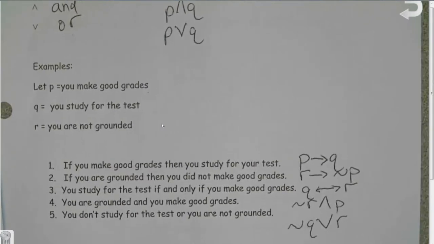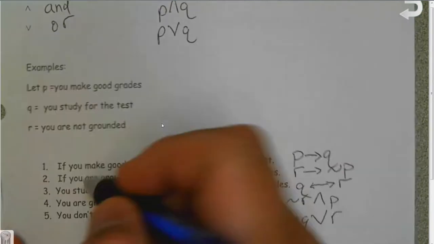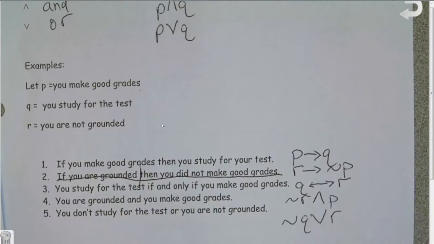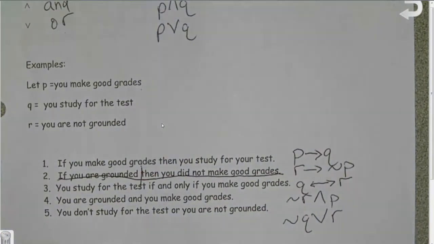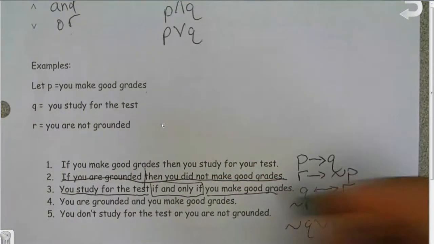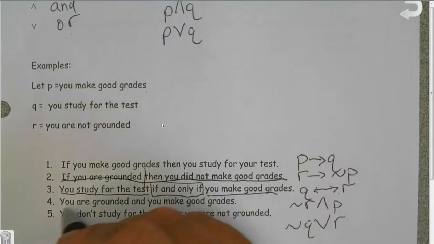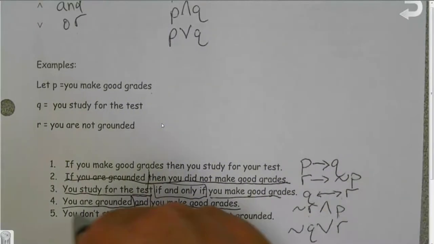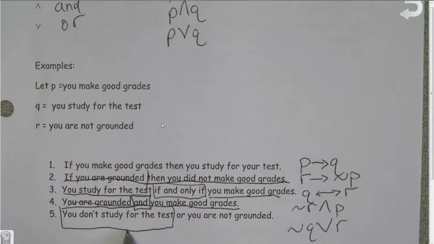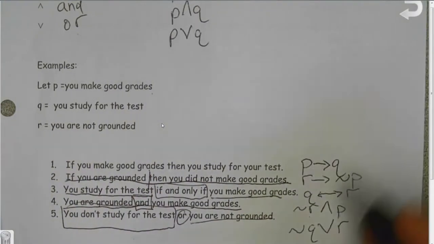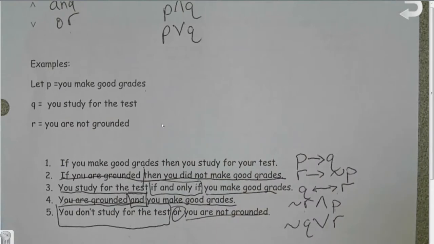Alright, so here I broke everything down into halves. If you are grounded, then you did not make good grades. And that helped me figure out where the split was. You study for the test if and only if you make good grades. Double arrow. You are grounded, not are, that's important, and you make good grades. P. You don't study for the test, so not Q, or you are not grounded. So down arrow, and then R.